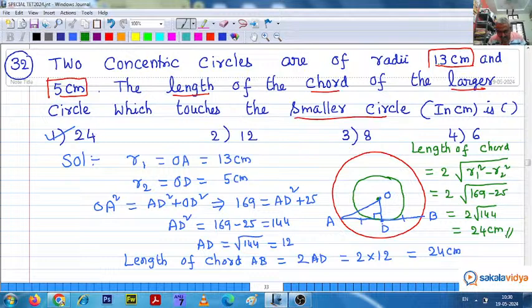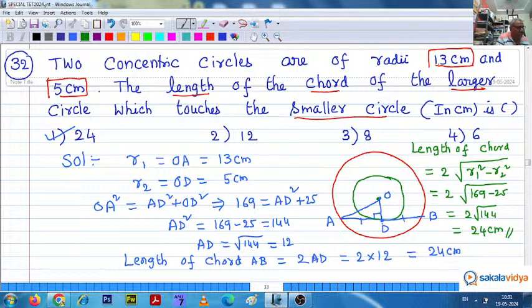So my dear students, it can be formulated. How can it be formulated? Actually Pythagorean triplets also work, but with Pythagorean triplets you only get 12, and you need to multiply by 2. So, two concentric circles are of radii R1 and R2 centimeters, R1 is greater than R2. The length of the chord of the larger circle which touches the smaller circle is 2 times square root of R1 square minus R2 square. Simply remember it like that, then you will get the answer. So I hope I have explained the method as well as the shortcut method.